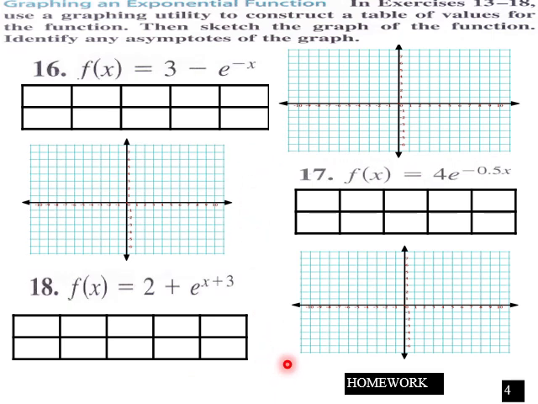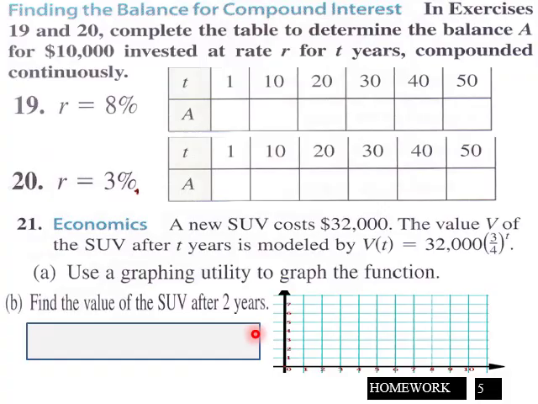Then page 4, same thing. Graph it, identify asymptotes or intercepts. Then page 5 here, complete the table, determine the balance A for $10,000 invested at rate R for T years. In this situation here, using your formulas for finding your balance after a certain amount of time at a certain percentage. Same thing here.